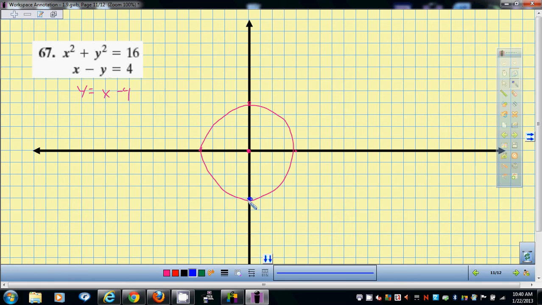And where do they intersect? At what coordinate? 0, -4, and 4, 0. You can just eyeball them, list the coordinates, and that's it. Questions?